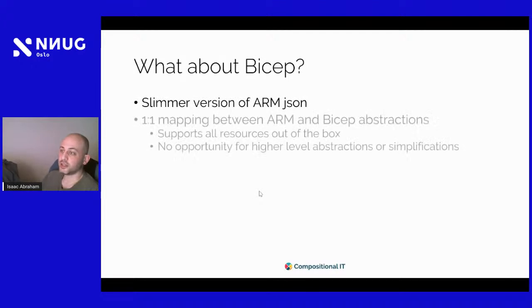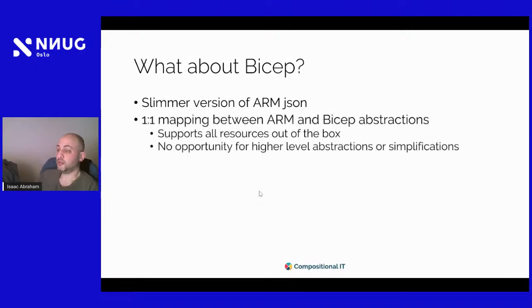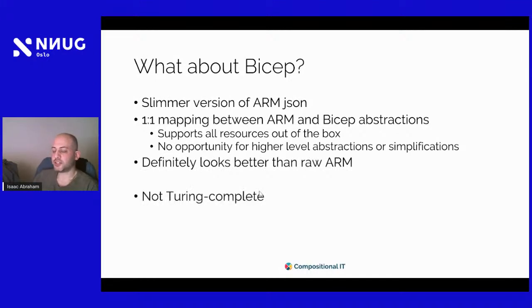Bicep is, I think, a slimmer version of ARM. So there's a good and bad side to that. It's a one-to-one mapping, so you get all the resources out of the box, but you don't benefit from any changes in abstractions or simplifications in terms of how you think about modeling. It definitely looks better than raw ARM. It's still not Turing complete though. So if you want to do for loops, if you want to do comprehensions, you might have some of that. If you want to use NuGet packages, forget it. If you want to do more complicated typings and so on, you're not going to be able to do that.